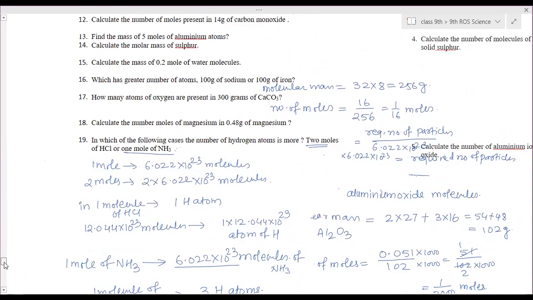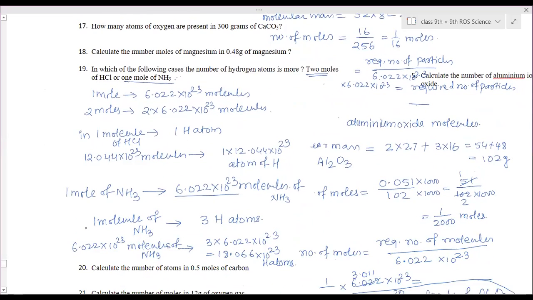Which one has more? Ma'am, the second one, NH3. NH3 has more, because the first one has 12.044 and the second one has 18.066. So ammonia has more hydrogen atoms. Every substance's 1 mole has 6.022 into 10 to the power 23 molecules. Then hydrogen has 3 atoms in 1 ammonia molecule, so 3 into that number.